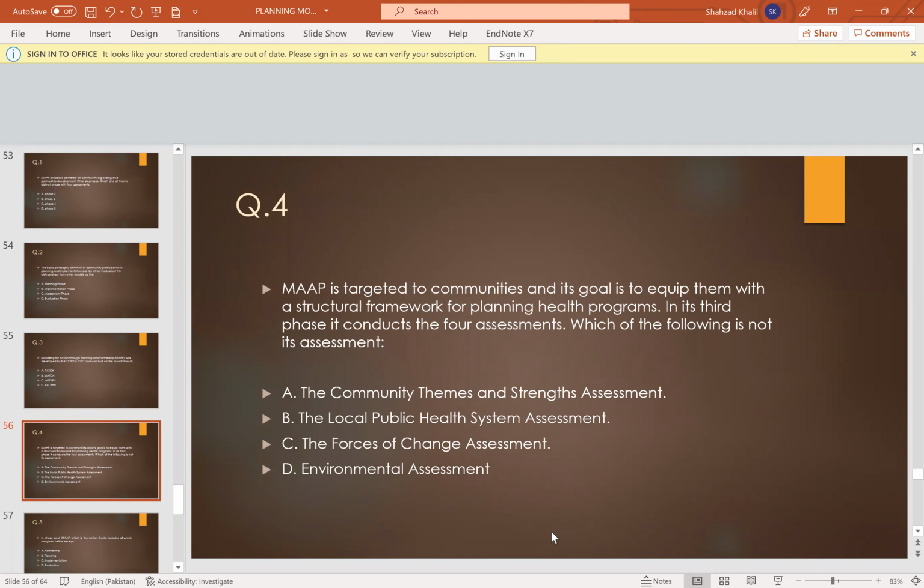MAP is targeted to communities, and its goal is to equip them with the structured framework for planning health programs. In its third phase, it conducts 4 assessments. Which of the following is not one of its assessments? Community themes and strengths assessment, local public health system assessment, the forces of change assessment, environmental assessment. D. Yes, D is the correct answer. It is not part of the assessments.